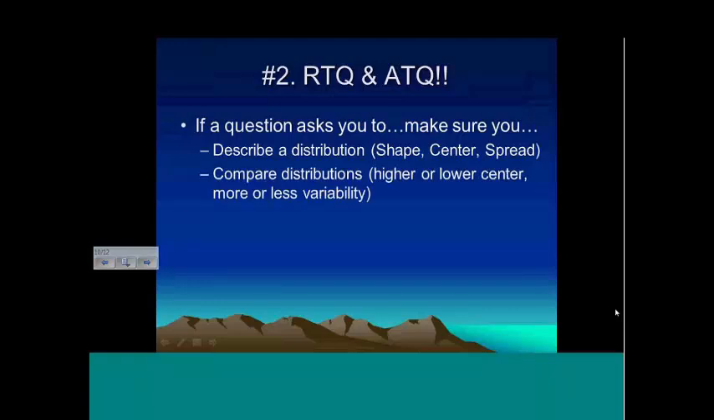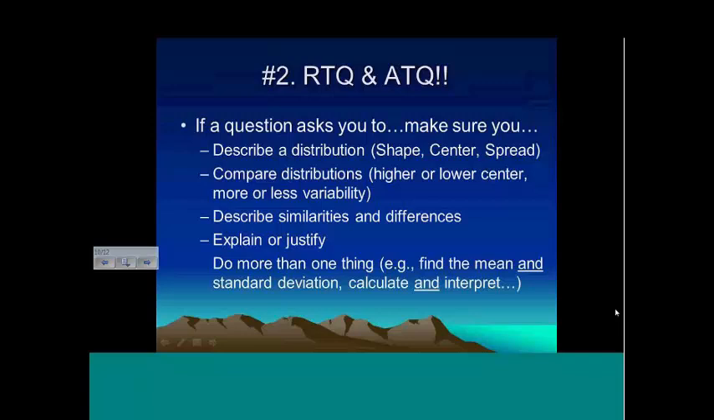If the question asks that students compare distributions, then it needs to be comparative about the center, which one has a higher or lower center, which distribution has more or less variability than the other. If the question asks you to describe similarities and differences, then that's what's expected. All of these have appeared on different exams, and in each case, I've seen students follow one of the other sets of directions besides the one that was given. If a question asks you to explain or justify, then obviously that's something that you're going to need to do to get full credit.